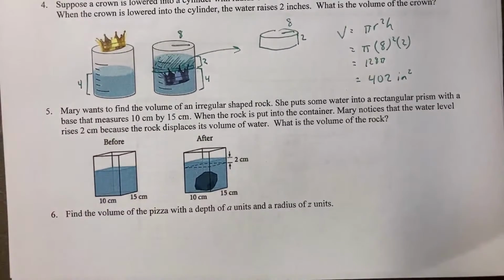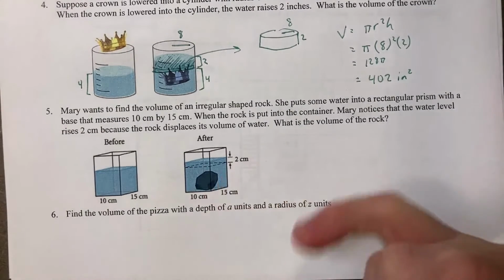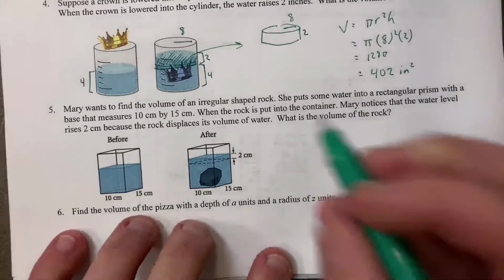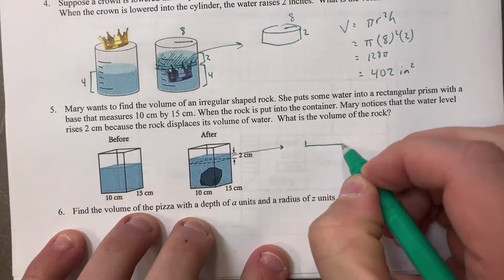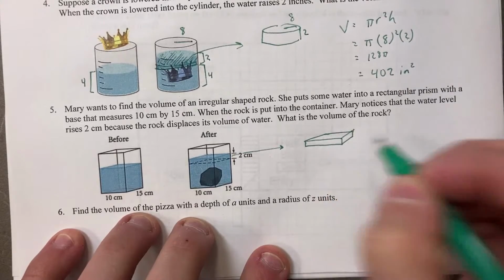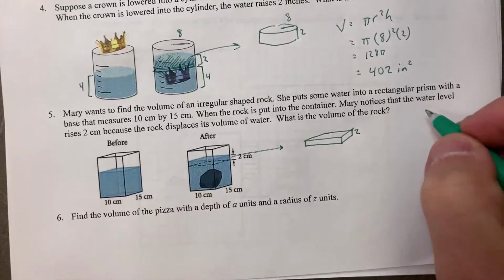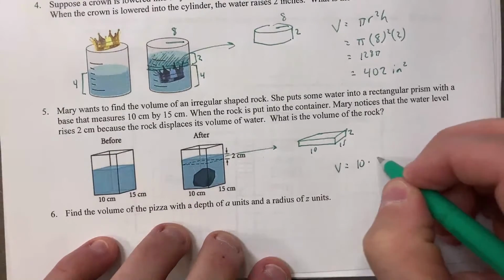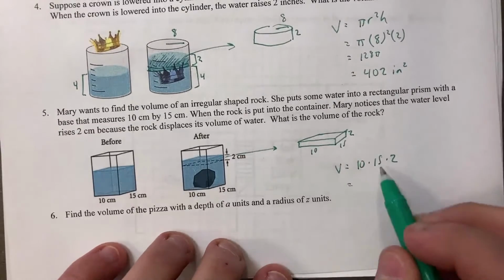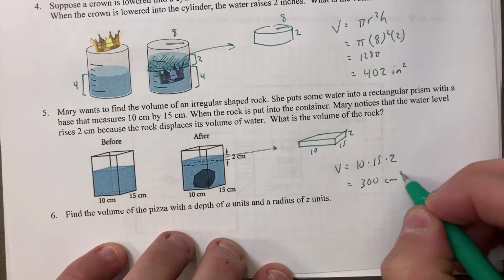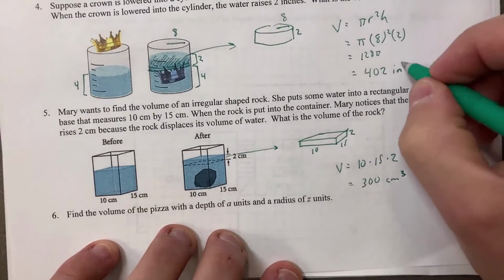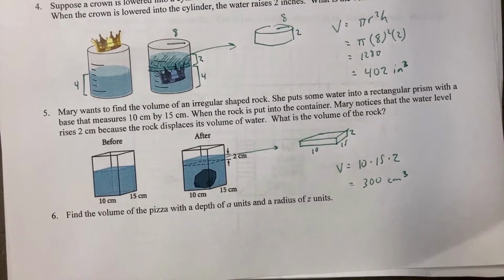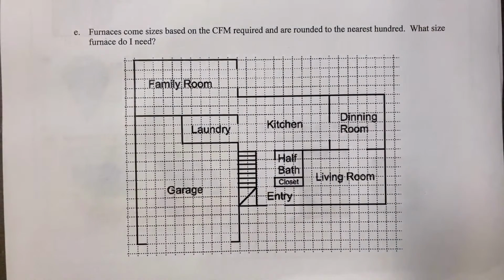Okay. So here's another example. Mary wants to find the volume of an irregular shape. She puts some water into a rectangular prism. The water raises up 2 centimeters. What is the volume of the rock? Well, the volume of the rock will be equal to this. That's the volume of the rock: 2 centimeters high, 15 deep, and 10 wide. So the volume of the rock is just 10 times 15 times 2, which is 30 times 10, 300 cubic centimeters.